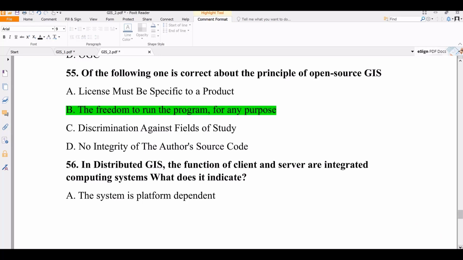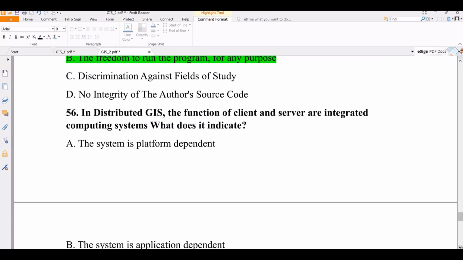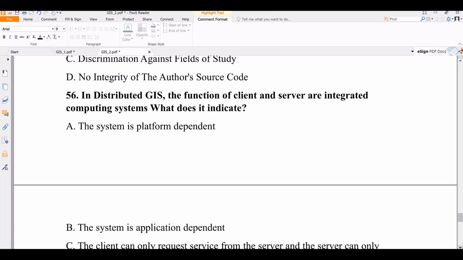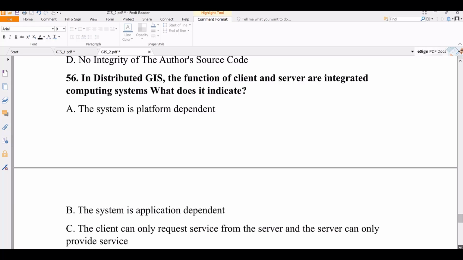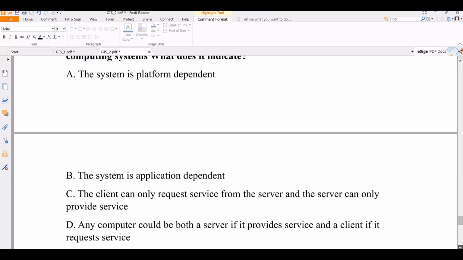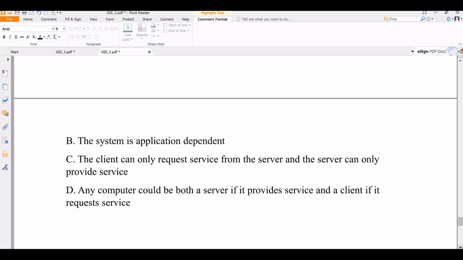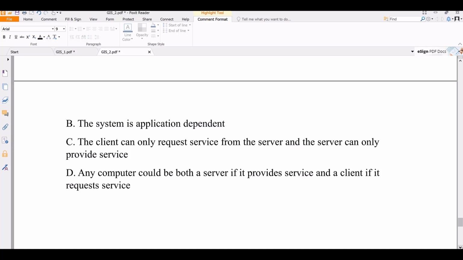In distributed GIS, the functions of clients and servers are integrated computing systems. What does it indicate? A. The system is platform dependent. B. The system is application dependent. C. The client can only request service from the server and the server can only provide service. D. Any computer could be both a server if it provides and a client if it requests a service. So the answer is this one.